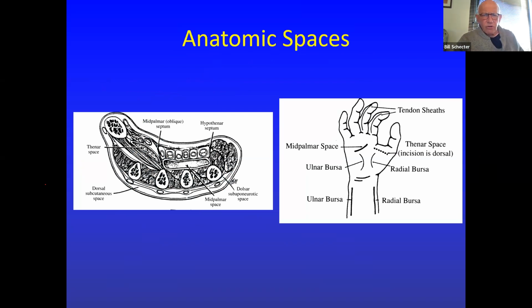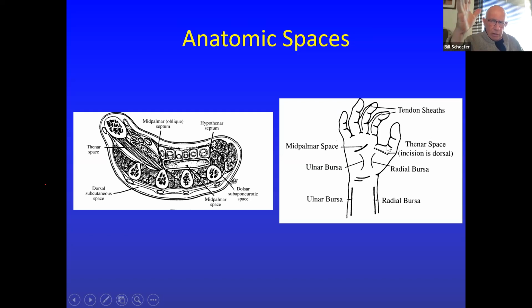And so this shows you the type of incisions that may be necessary to drain. So we talked about the mid-palmar space. You're going to need a transverse or an oblique incision over the mid-palm. You can have an incision over the ulnar bursa, an incision over the radial bursa. Remember, if you're making an incision over the radial bursa, you have to be careful that you don't injure the recurrent median nerve, which provides motor innervation to the thenar eminence muscles.